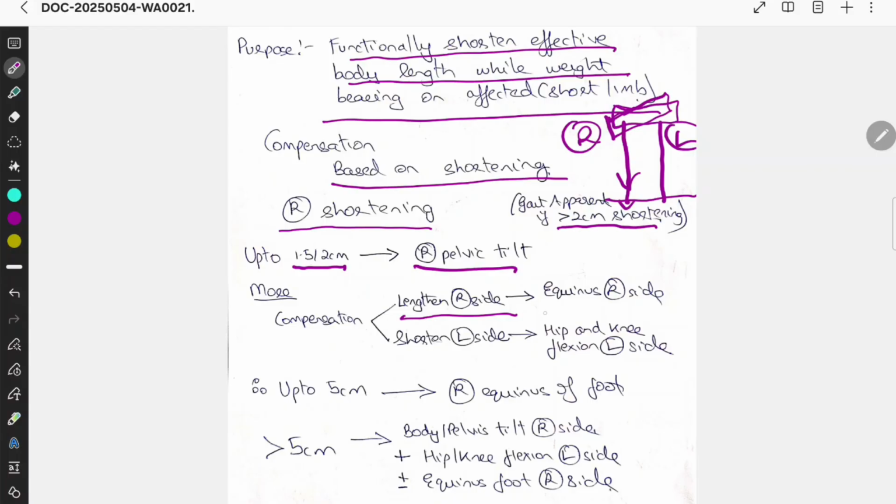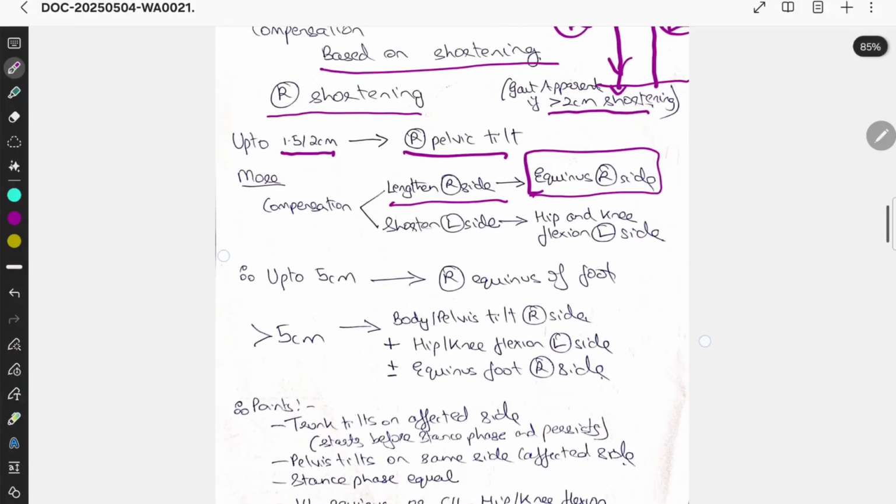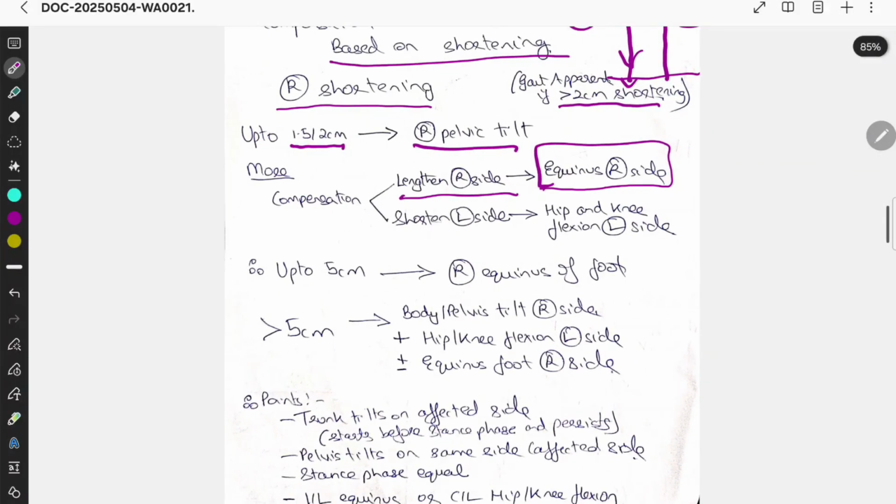So how does the body adapt? By equinus over the right side, right? And if there is further limb length shortening, how does the body adapt? By functionally shortening the opposite effective body length. Okay, so it shortens the left side. How does it shorten? By flexing the hip and knee over the left side. So left side is shortened, both limbs become equal, and that is the adaptory mechanism.